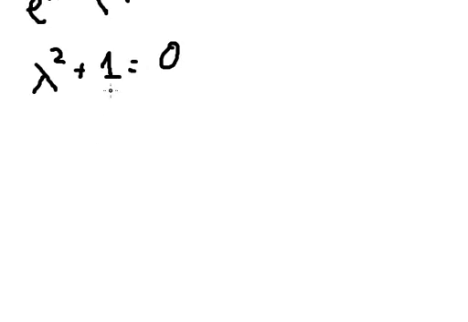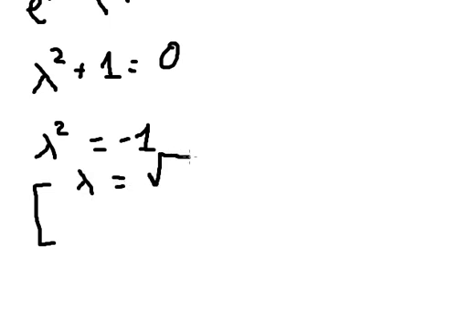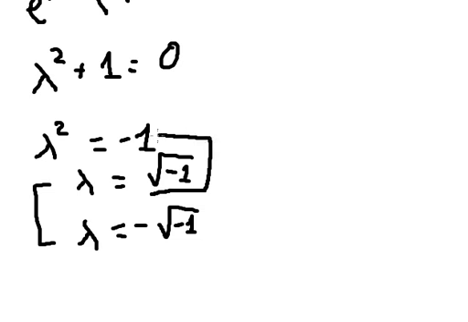I will move 1 to the right, and we have lambda squared equals negative 1. To find the solution, we have lambda equals the square root of negative 1, and lambda equals negative the square root of negative 1. We know that the square root of negative 1 is i. That is a complex number.